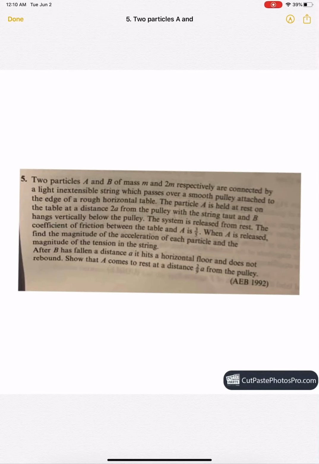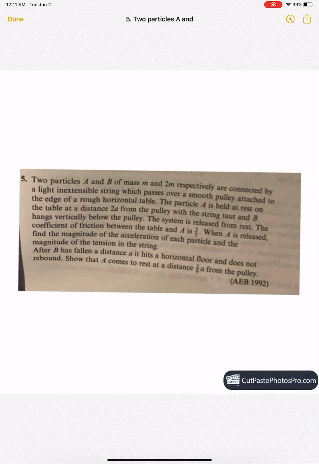Okay, so this question is about connected particles. This question says two particles A and B with mass m and 2m respectively are connected by a light inextensible string. Now, the words light inextensible string have two modeling assumptions. When we say inextensible, we assume that the acceleration of A and B is the same. And when we say it's a light string, the mass of the string is negligible. Therefore, the tension of the string throughout should be the same.